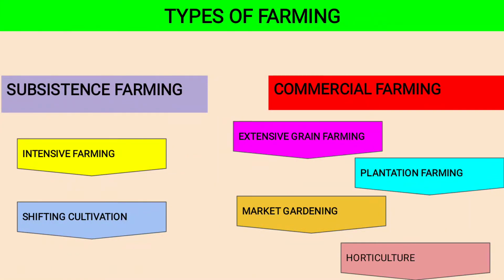So here you can see the types of farming. There are two main types of farming. First is the subsistence farming and next is the commercial farming. Now what comes in subsistence farming? In that we will see intensive farming and shifting cultivation. In commercial farming we will see extensive grain farming, plantation farming, market gardening and horticulture. Now as I go ahead, I will explain you one by one. So let us see subsistence farming. In that, first one will be intensive farming and then we will see shifting cultivation.